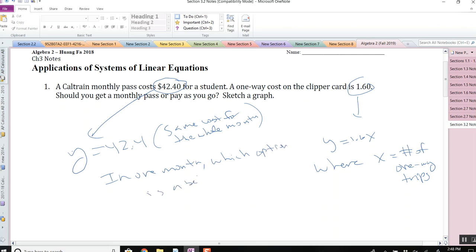So clearly, in order to make the monthly pass worth your while, you want to make sure that you travel on the train enough number of times, or frequently enough, that's probably a better word to use, so that you actually would have a savings. Whereas if you're only going to ride maybe 5 or 6 times, then why get a monthly pass? Just get a Clipper card and just do the one-way cost on that.